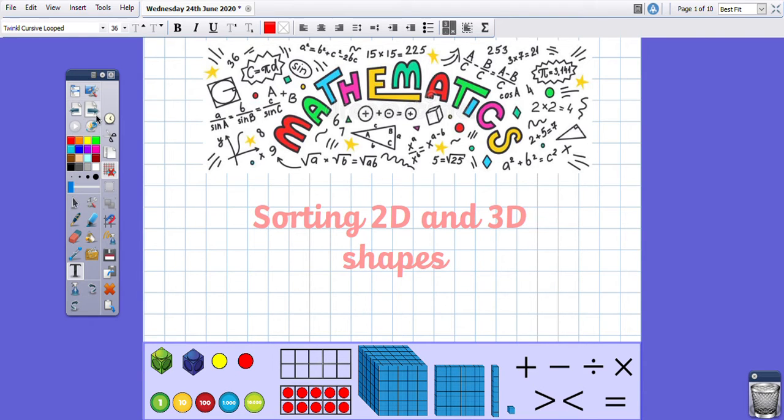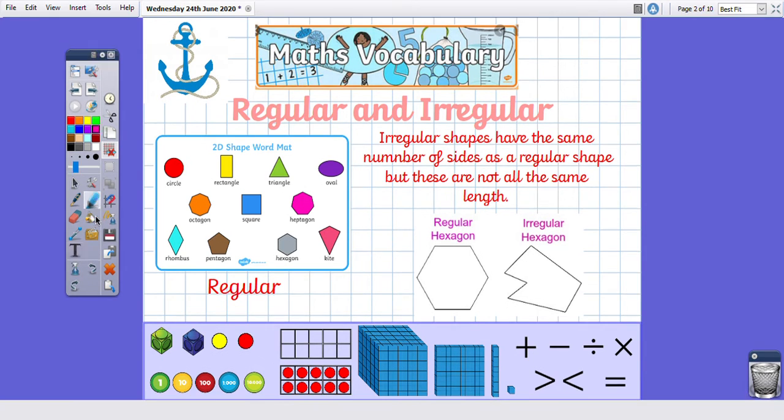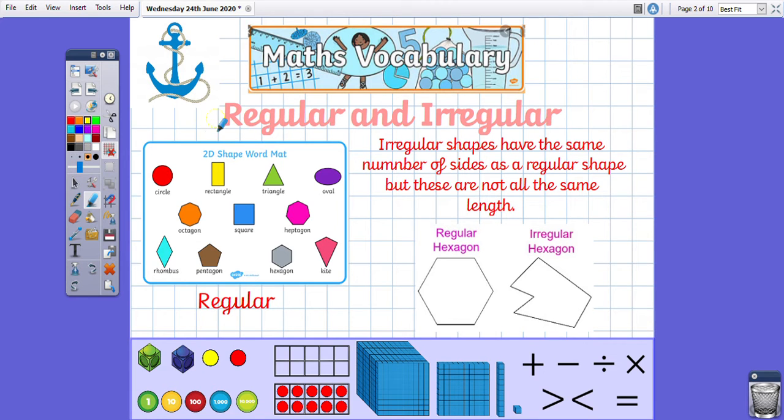Today we are sorting 2D and 3D shapes. So let's have a look at some vocabulary. We need to know the difference between regular and irregular. Regular shapes are shapes that have sides that are all the same length. Irregular shapes have the same number of sides as a regular shape, but they are not all the same length.